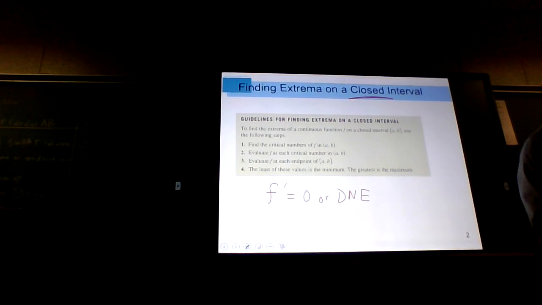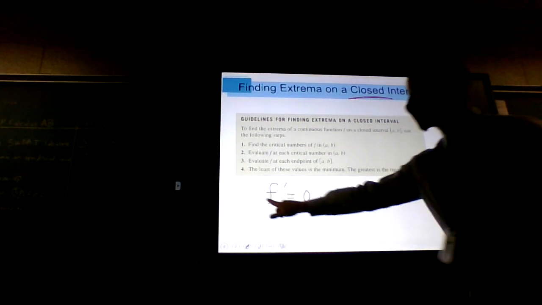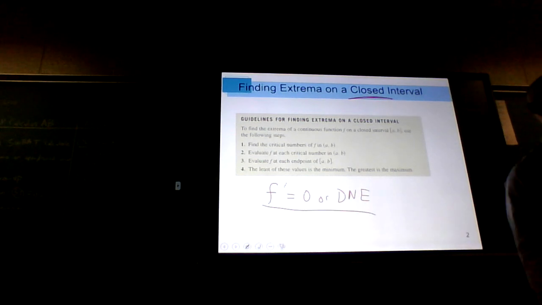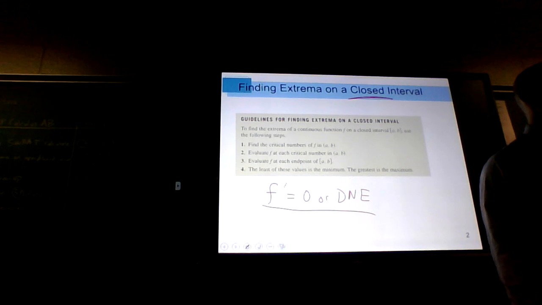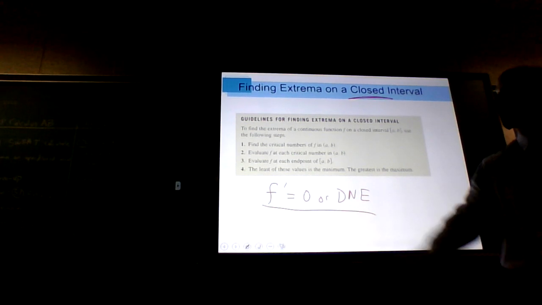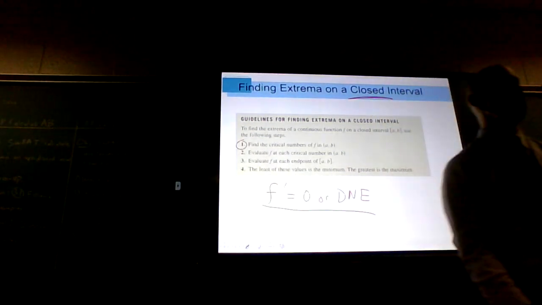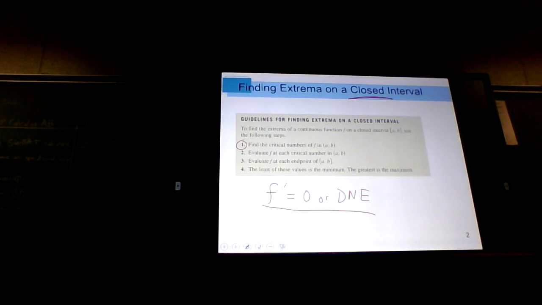Every problem that you do basically in this chapter, one of the very first things you're going to do is try to find the critical numbers. Critical numbers, by definition, as Lucy just recited, is when the first derivative is 0 or the first derivative does not exist. You need to know that. If you can't do step 1, you will not do the rest of the problem.